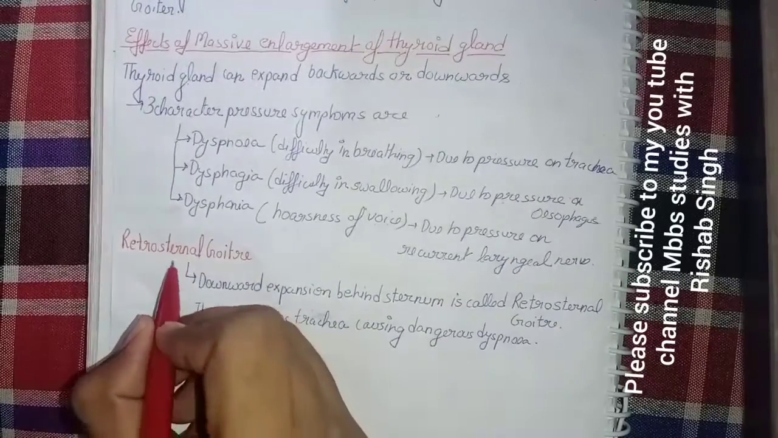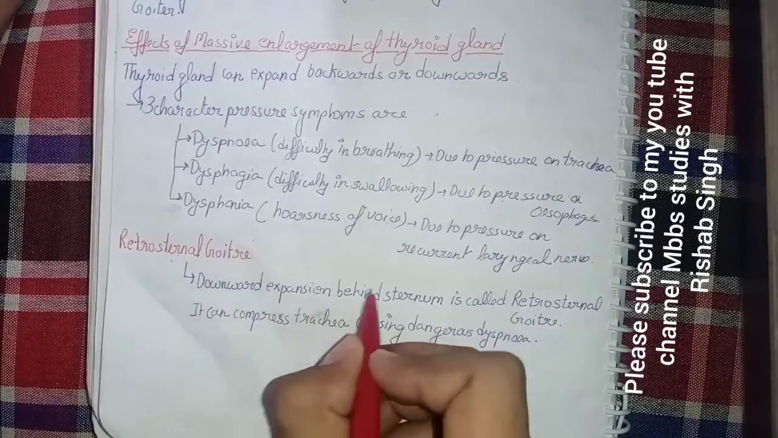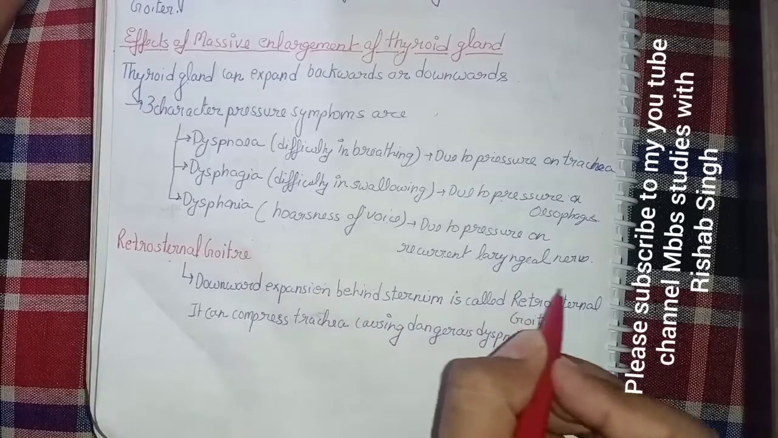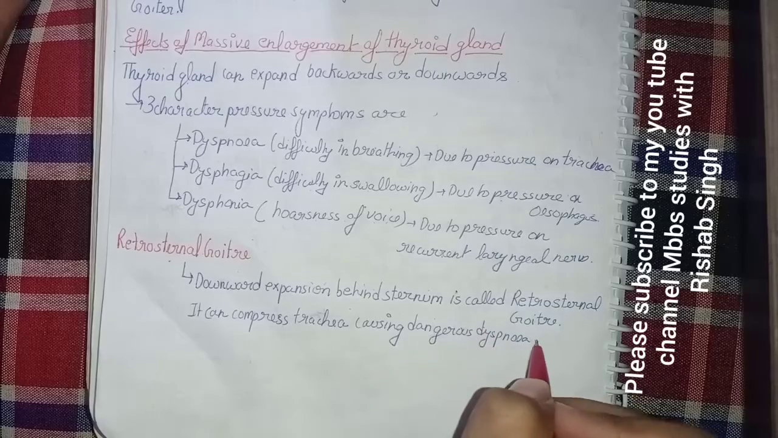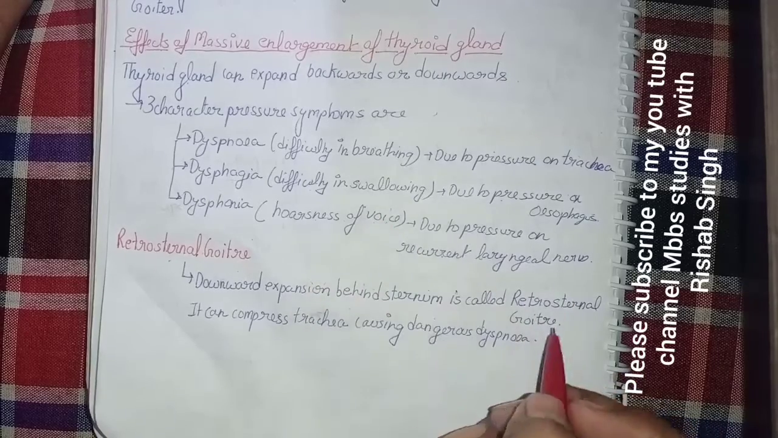Now what is retrosternal goiter? Downward expansion behind the sternum is called the retrosternal goiter. It can compress the trachea, causing dangerous dyspnea. Dyspnea is difficulty in breathing.